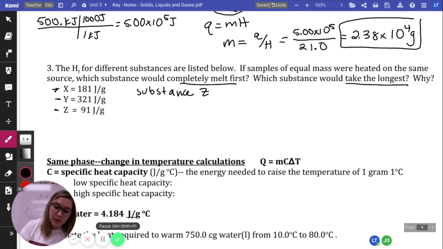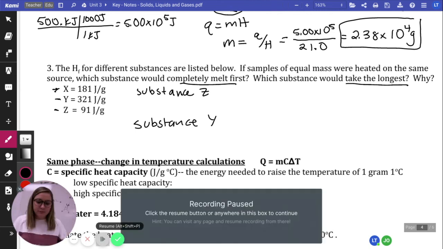And then which one's going to take the longest? Well, that's going to be substance Y, because it's got the highest heat of fusion. Yeah, highest heat of fusion. So it's going to take the longest.